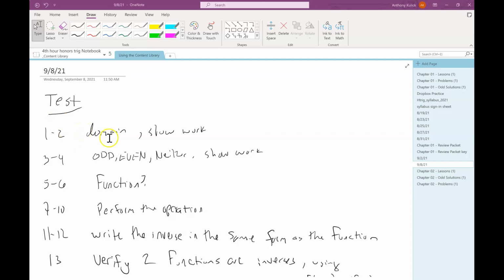So again, this is all in the notes, so you don't really need to take notes on this specifically, but it's all in the content library if you want to go back and look at it, or you can write it down yourself if you want. It's up to you.